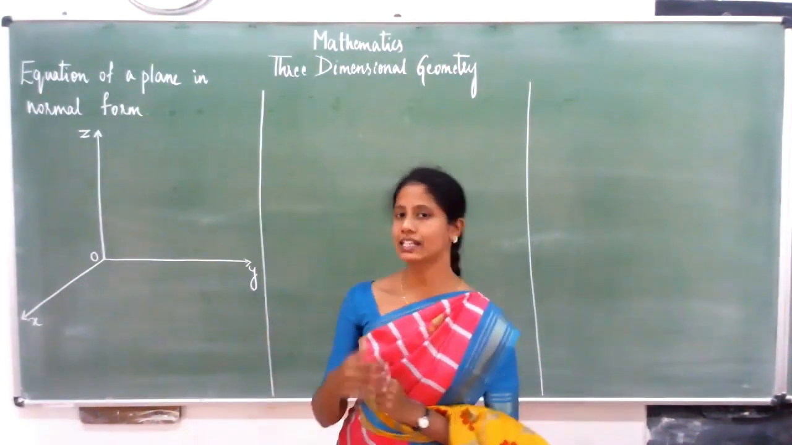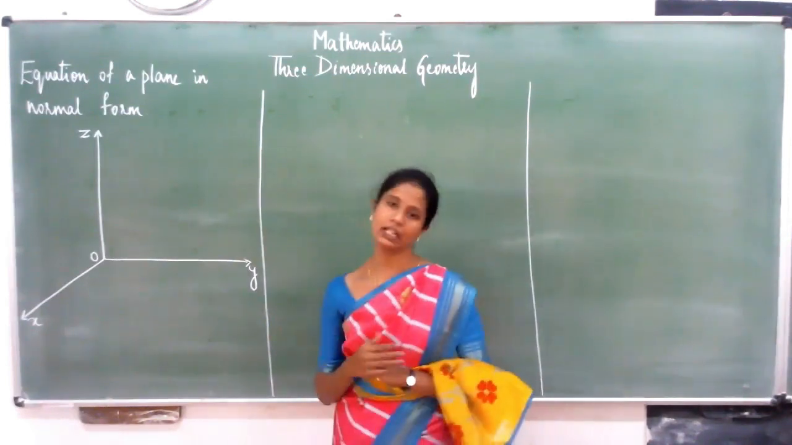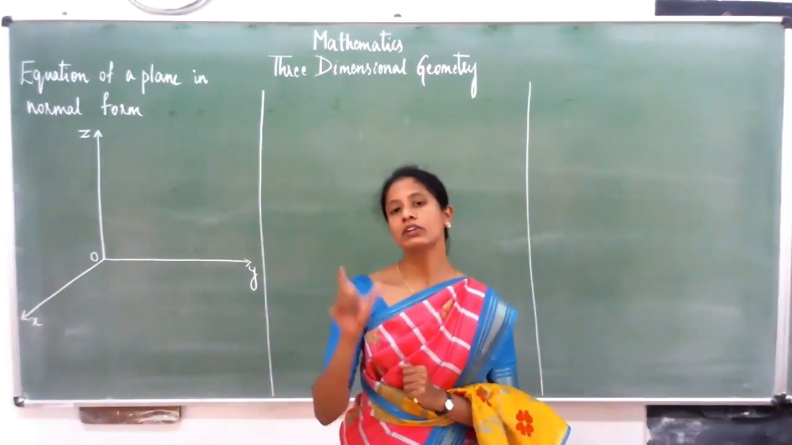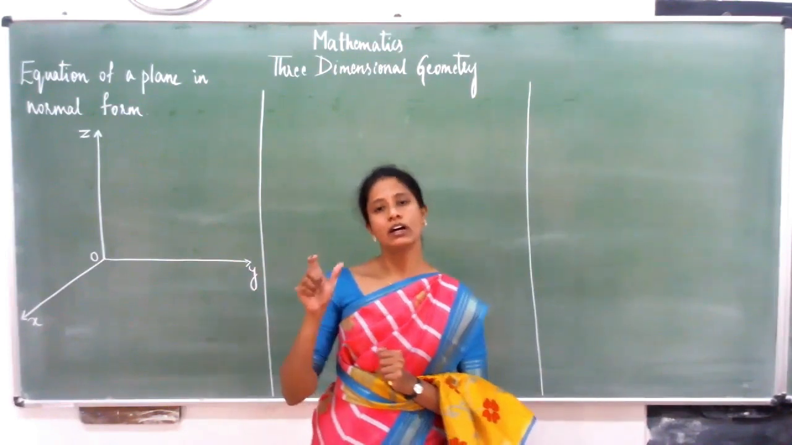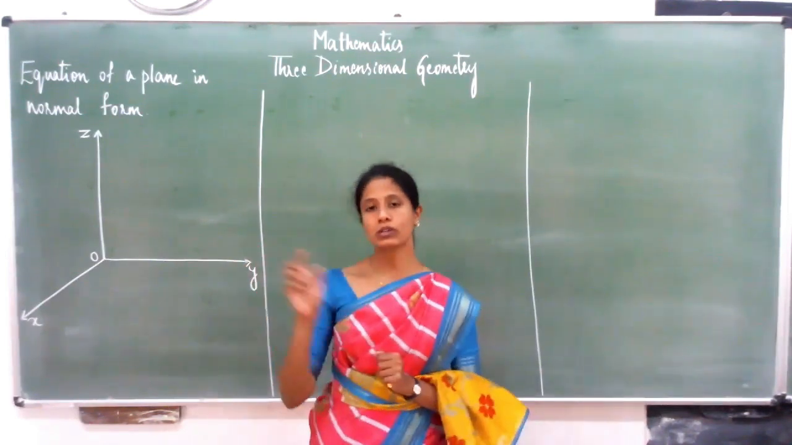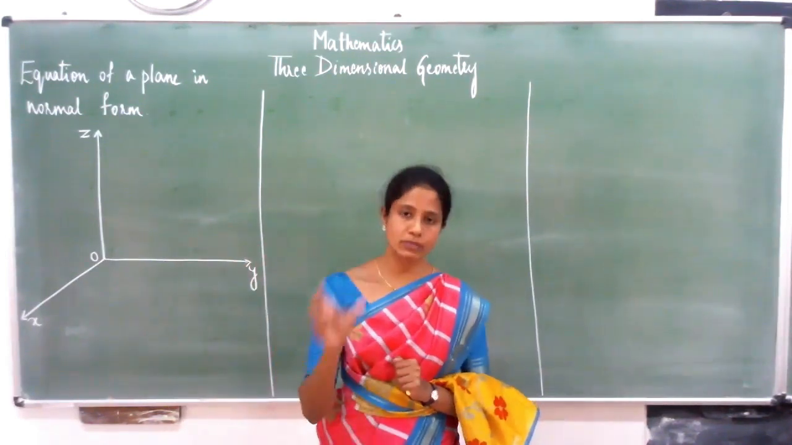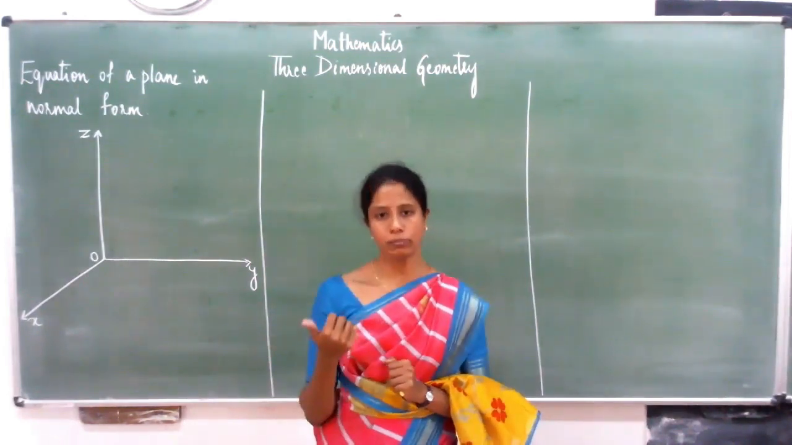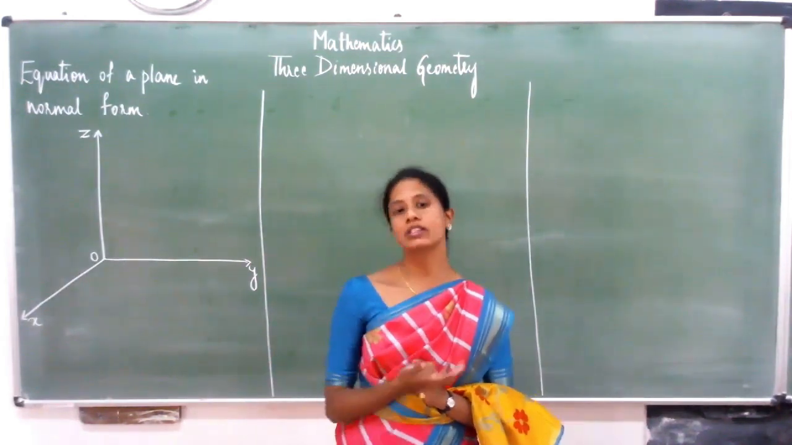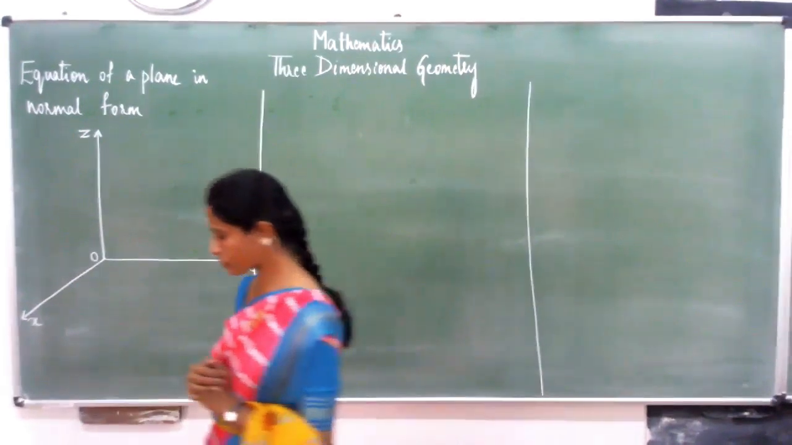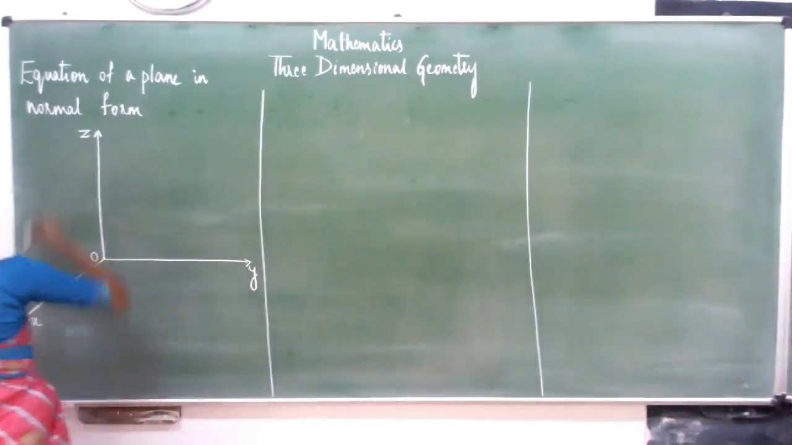In today's class, let us derive the equation of a plane in normal form. That is, we know the perpendicular to the plane and also the distance of this perpendicular from origin to the plane. Under this condition, what is the equation of the plane? Let us see. So this is important.